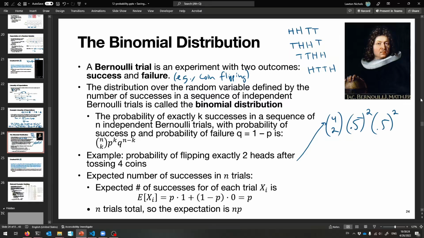There actually might be more. Let me think about this. What does 4 choose 2? It's 4 times 3 over 2. So there's actually 6 of these. So there's 2 more places for me to put 2 heads that I have not yet noticed. Oh, it could have been this one, heads, tails, and then we have the opposite as well.